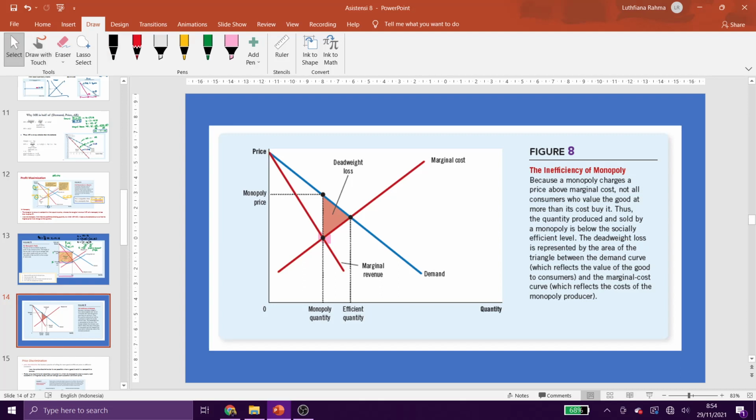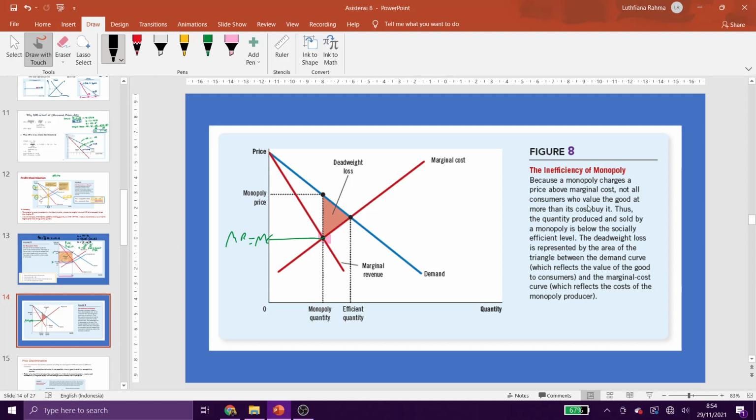So, this area would be the marginal cost, right? Because it is the marginal revenue minus the marginal cost. So this area would be the marginal cost. You could see that the price exceeds the marginal cost, because the price is above the marginal cost.